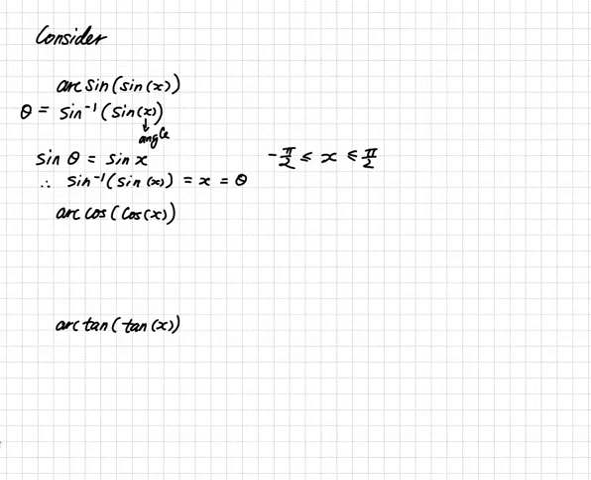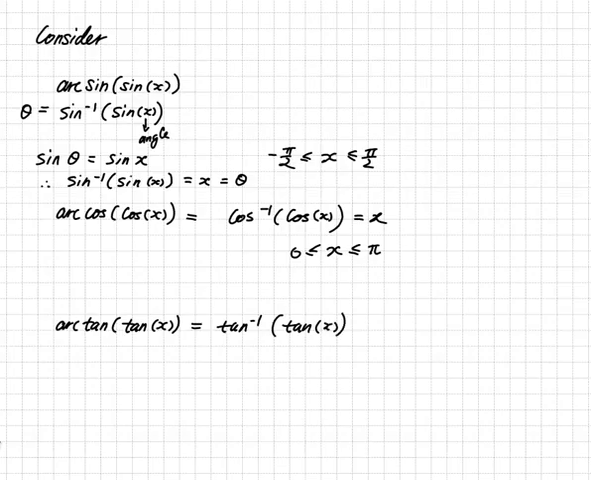So we can do the same thing for the next one. We can see this as cosine inverse of cos of x. And this will give us x. And we know that x must be the angle, so the angle restriction is between pi and 0. Now, if we look at arctan of tan x, that is the same as tan inverse of the tan of x. And that will give us x as well. And we know the restriction for the angle is between, without the equal sign, pi/2 and -pi/2.